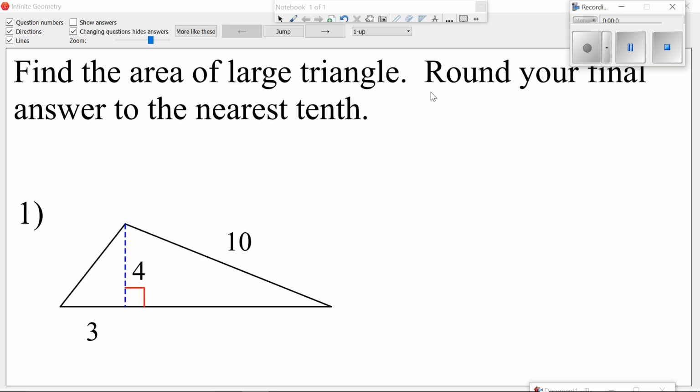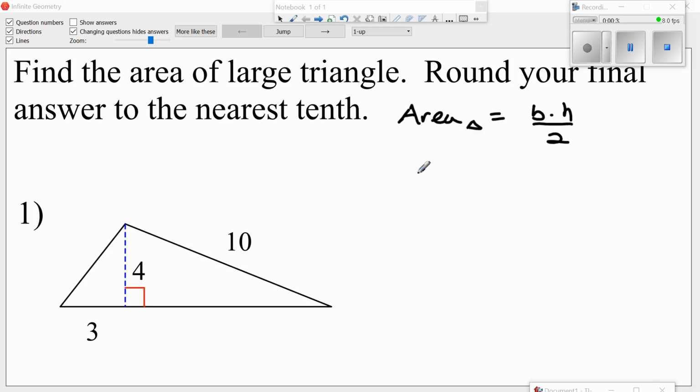Okay, this lesson is on finding the area of a triangle and finding the missing parts using the Pythagorean theorem. So you have to have two pieces of information. You have to know how to find an area of a triangle, and the area of any triangle is equal to your base of your triangle times your height of your triangle divided by 2.